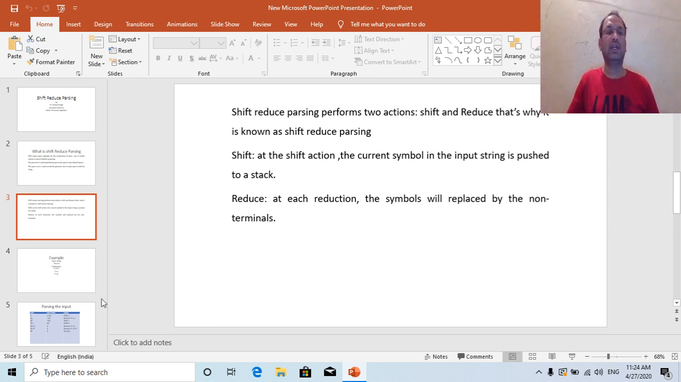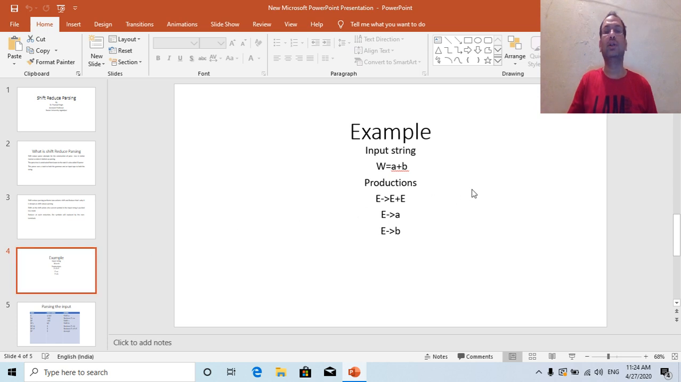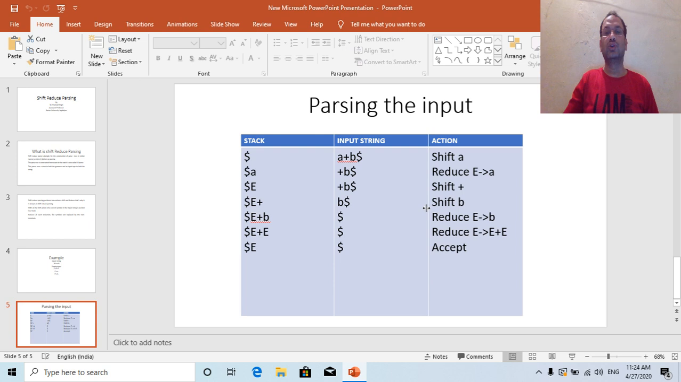So let us take an example. Here an input string is w equals a plus b, and production rules are E tends to E plus E, E tends to a, and E tends to b.